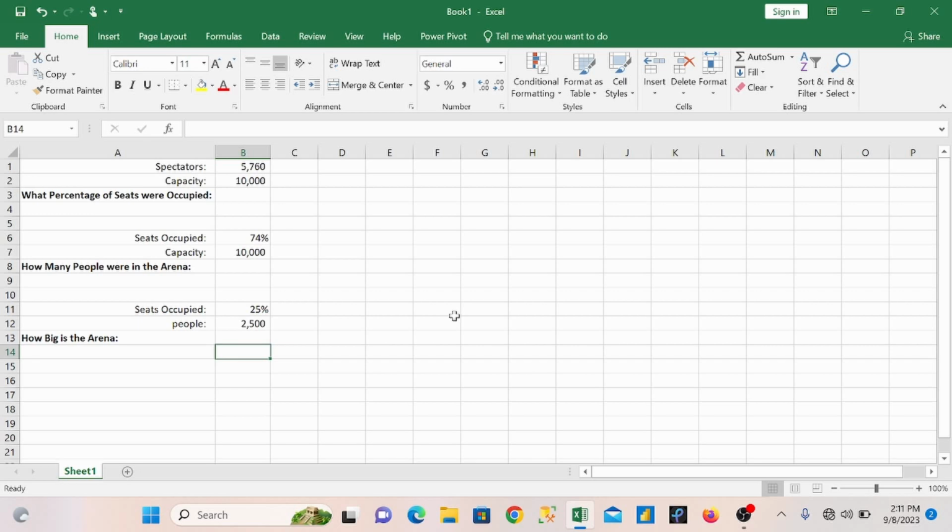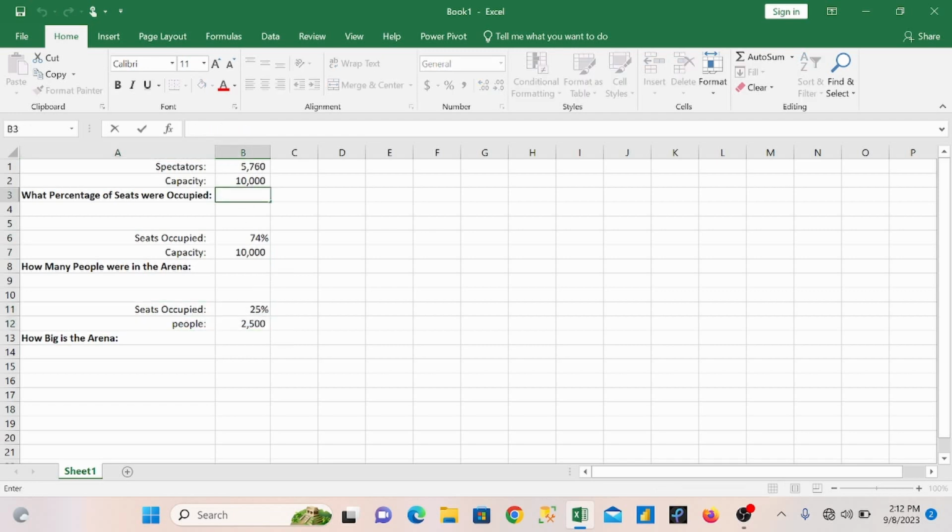Today I'm going to be looking at three different scenarios within Excel so that we can take a look at percentages. Okay, so we have three questions that we need to answer. What percentage of seats are occupied, how many people are in the arena, and how big is the arena? And you can see I have data on this information. These are the data I'm going to use to find the answers.